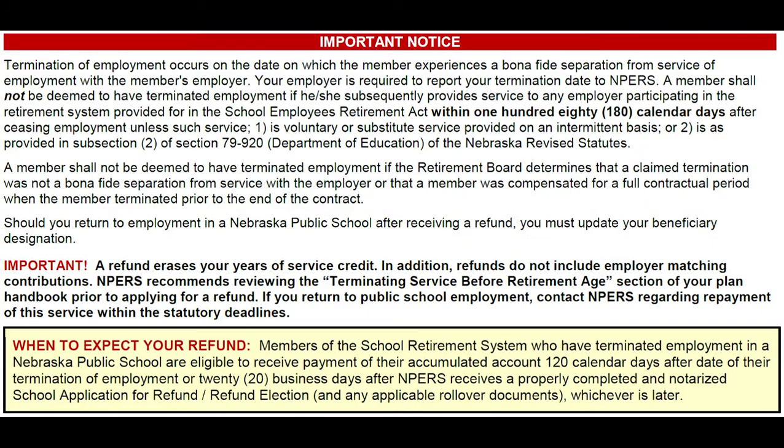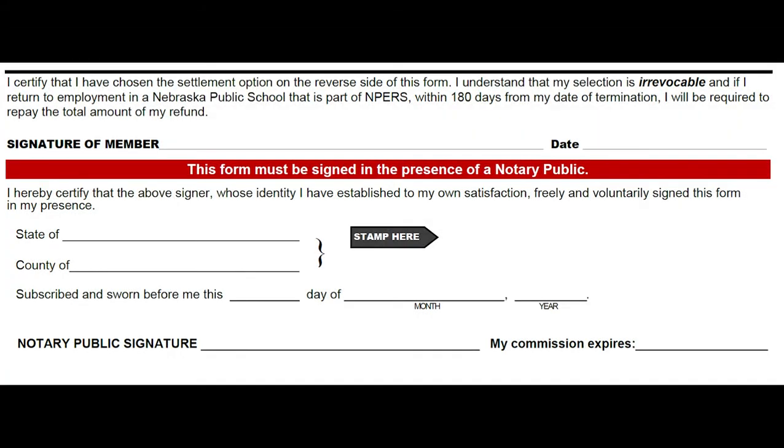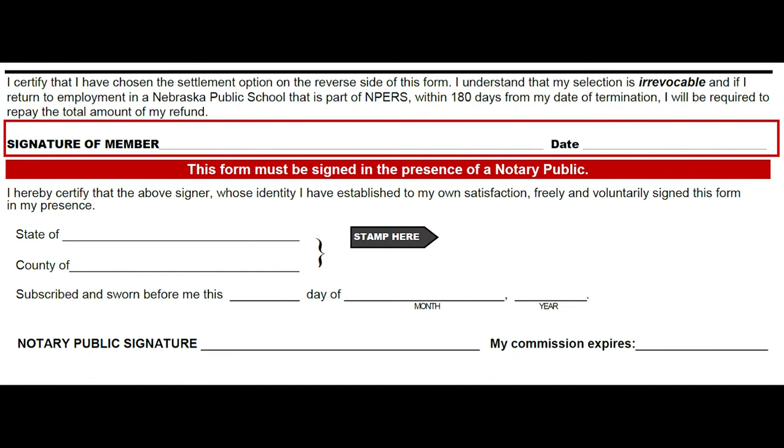Finally, let's take a look at this important notice here on page 2. This section explains the rules regarding reemployment at Nebraska Public Schools after termination. Please review this section carefully, as reemployment within 180 days of termination can affect the status of your refund. Once you have read over that information, you are ready to take your form to a notary public to be signed. Be sure not to sign this section without a notary public present.